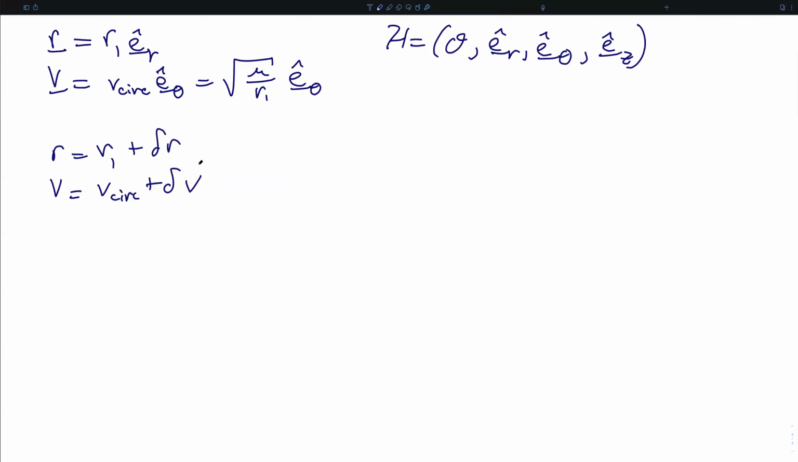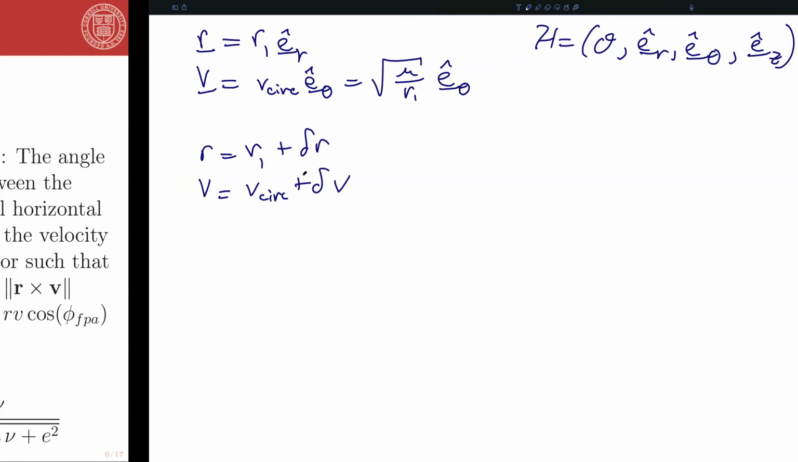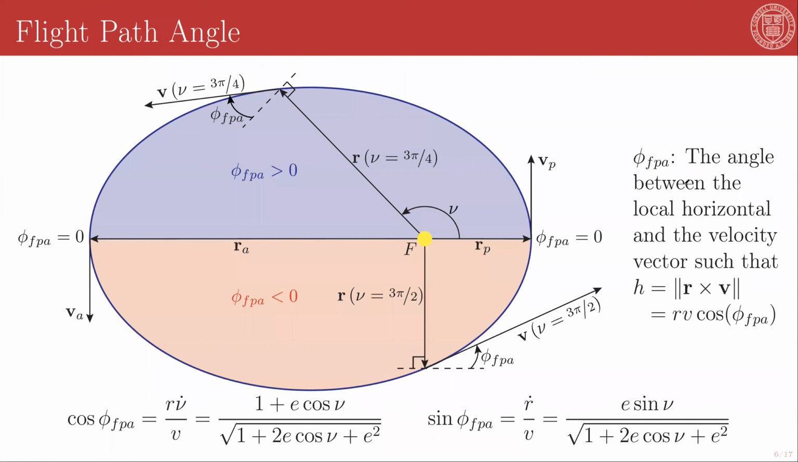At this point, it is useful to introduce a new parameter, the flight path angle, which is defined as the angle between the local horizontal and the velocity vector. And this definition allows us to write the magnitude of the orbital angular momentum, magnitude of r cross v, as r v cosine of the flight path angle, which we will call phi FPA.